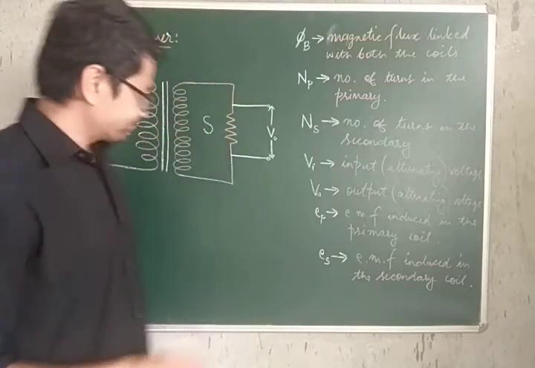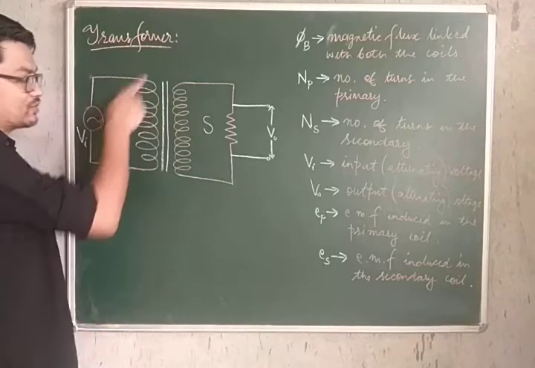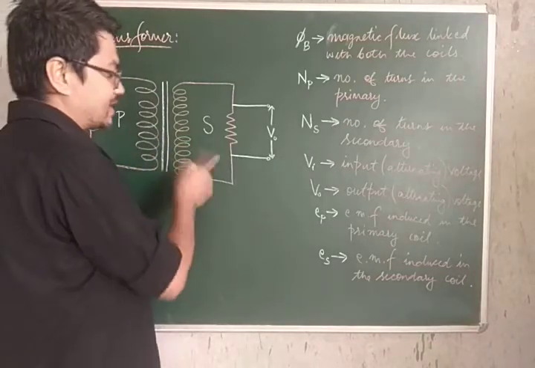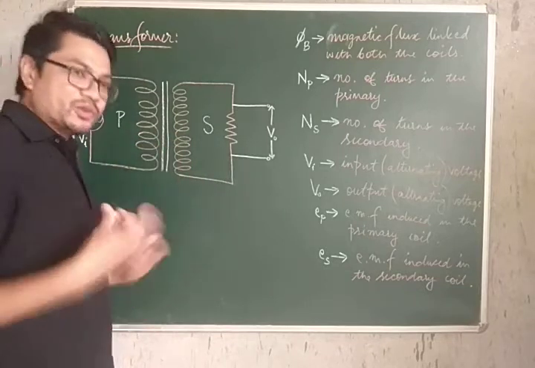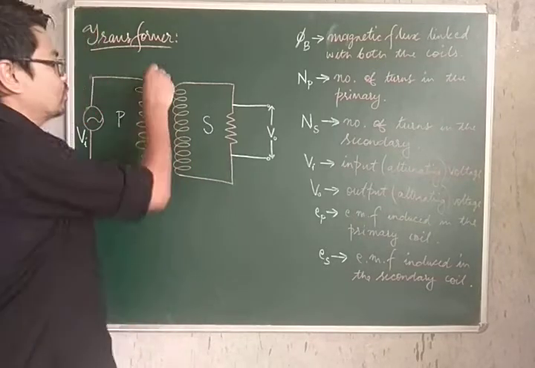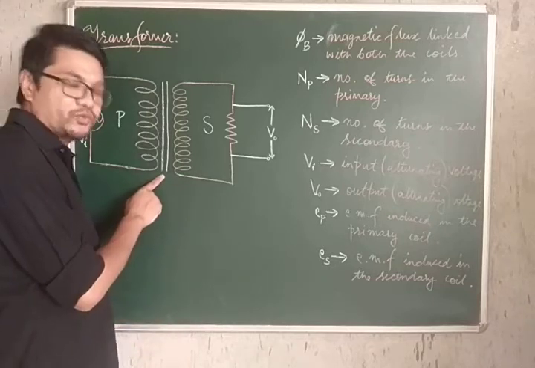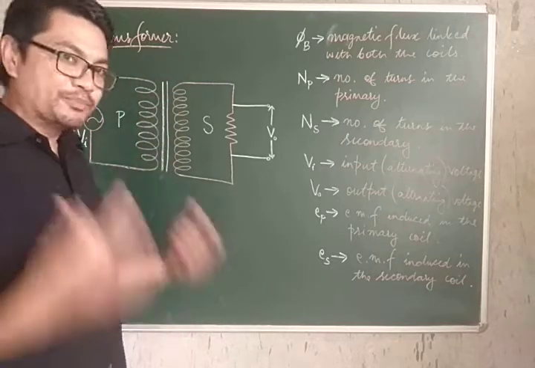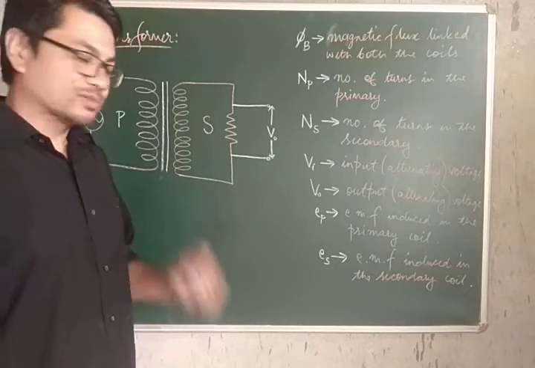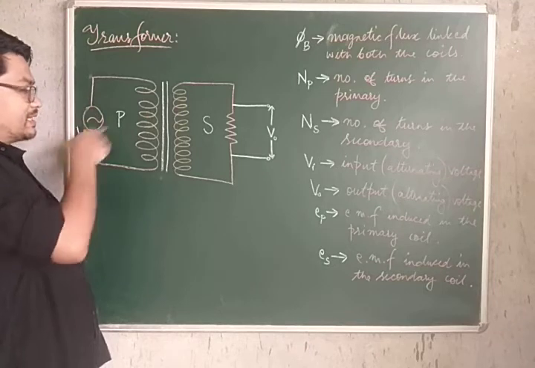Alright, so looking at its basic construction, we have a primary coil and a secondary coil. Now these two coils are generally wound over a soft iron core. So these two parallel lines depict the soft iron core part. Vi is the input alternating voltage, of course.